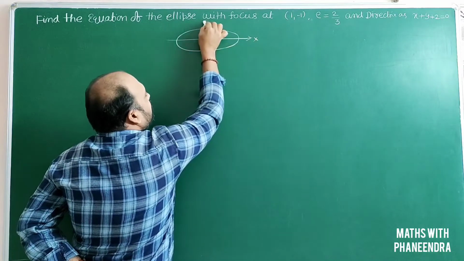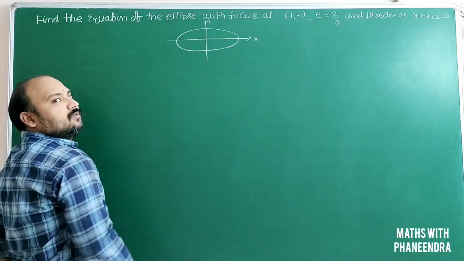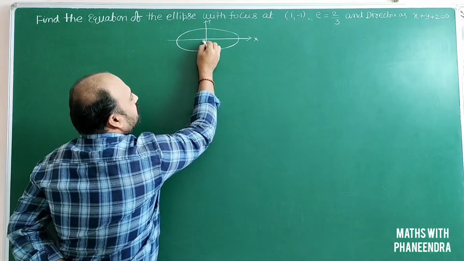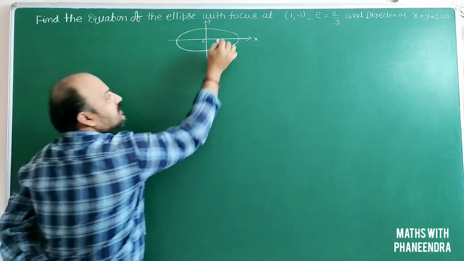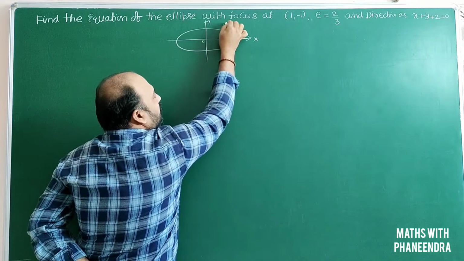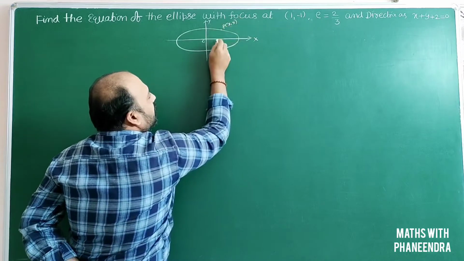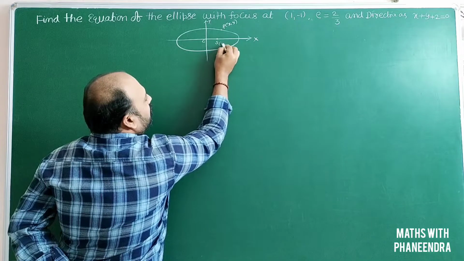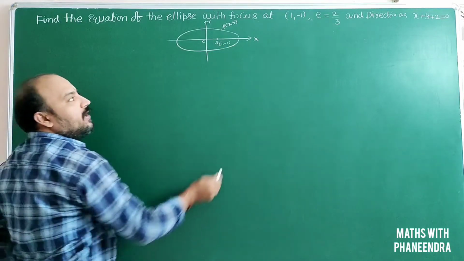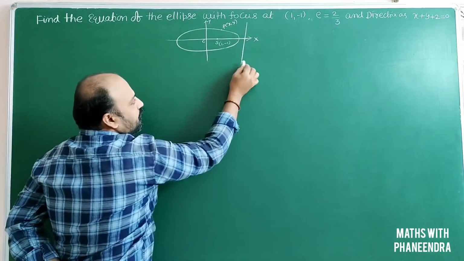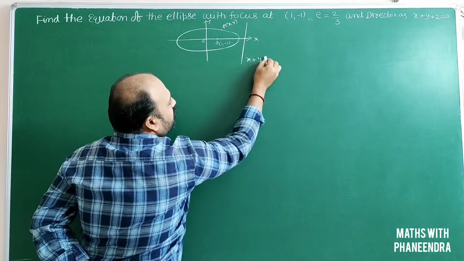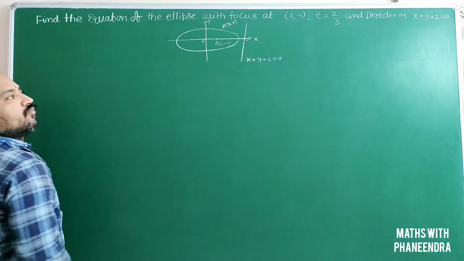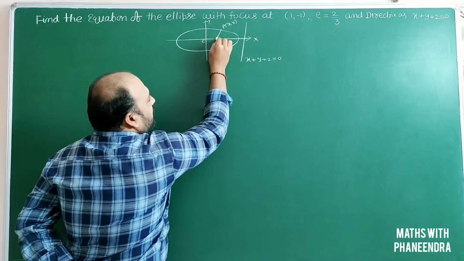Major axis, x-axis, y-axis here, major axis, minor axis. Here the center. Let us consider a point P on the ellipse, and the focus is given S (1, -1) and the directrix x plus y plus 2 equal to 0. So here SP, PM.